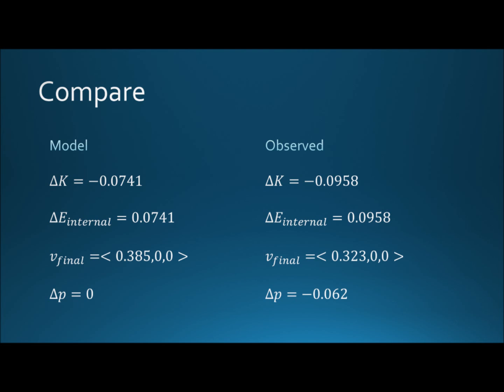In both cases, our results demonstrate our physics principles. The change in kinetic energy is negative because the carts slow down after colliding, allowing the internal energy to increase. The final velocity is slower in the inelastic collision, and it is about half the initial velocity of cart 1, conserving the momentum of the system. Finally, leading to the change in momentum being conserved, showing little to no change in our observation and our model.